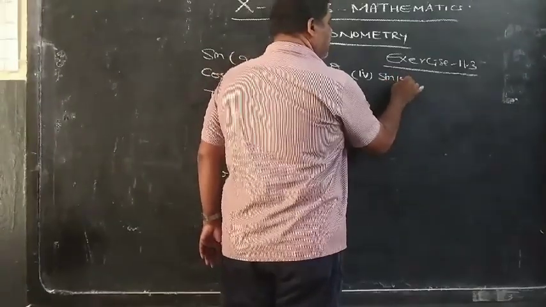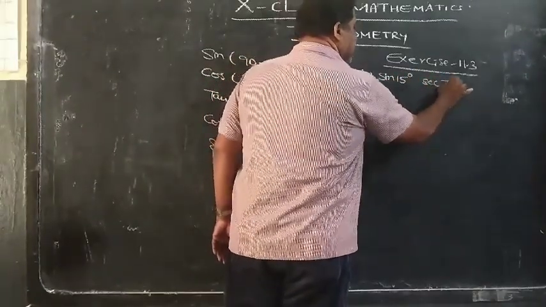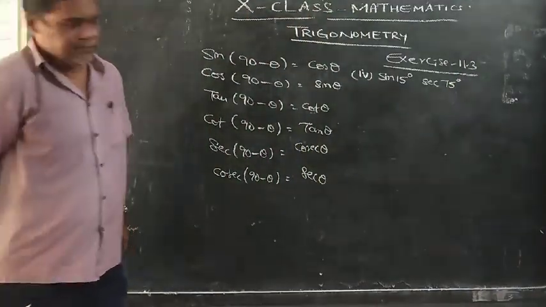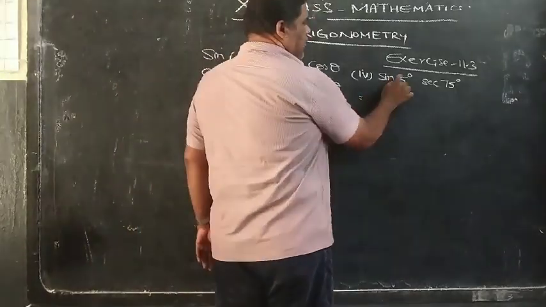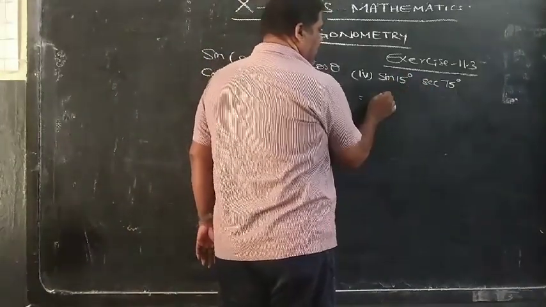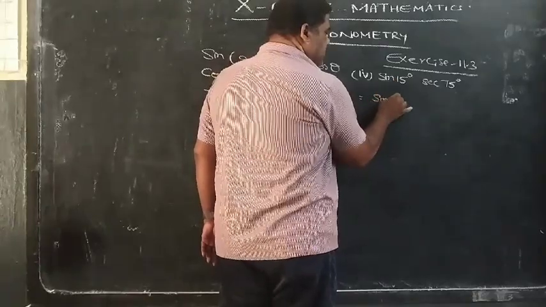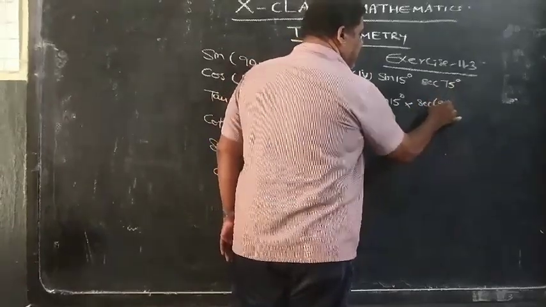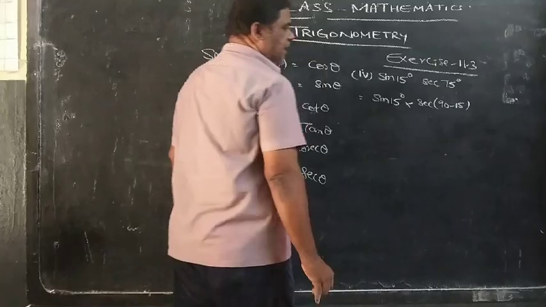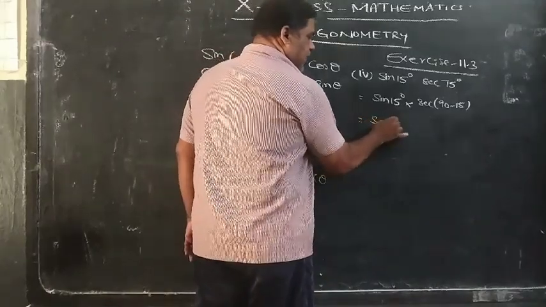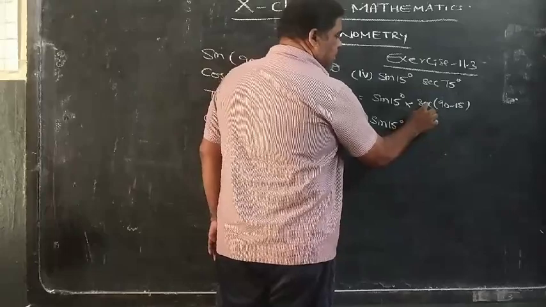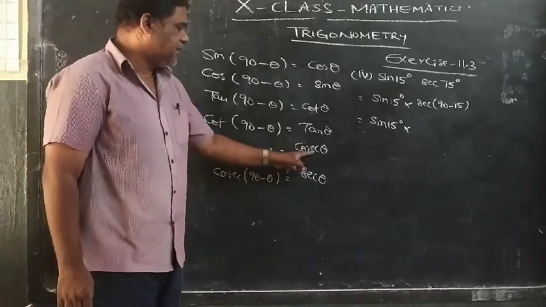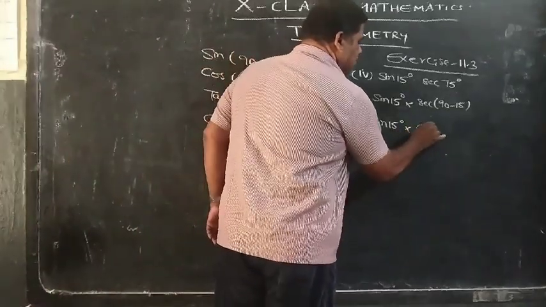Next one, sin 15 degrees into secant 75 degrees. Now here two ratios are there. One ratio I am keeping as it is, sin 15 degrees. Secant 75 can be written as 90 minus 15. So sin 15 degrees into, now this is in the form of secant(90 minus theta). Secant(90 minus theta) is nothing but cosecant theta. So it will become cosecant 15.